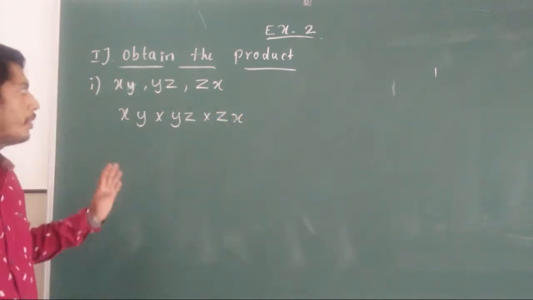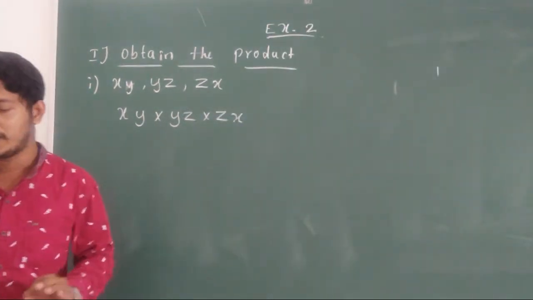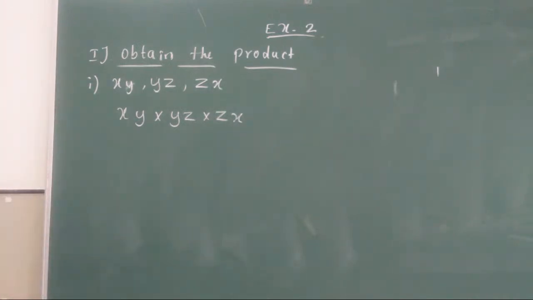So you know how to multiply. Just comment what is the answer of this problem. What is the product of this? Very simple one. Just comment first. Three terms are given: one is xy, one is yz, and one is zx.